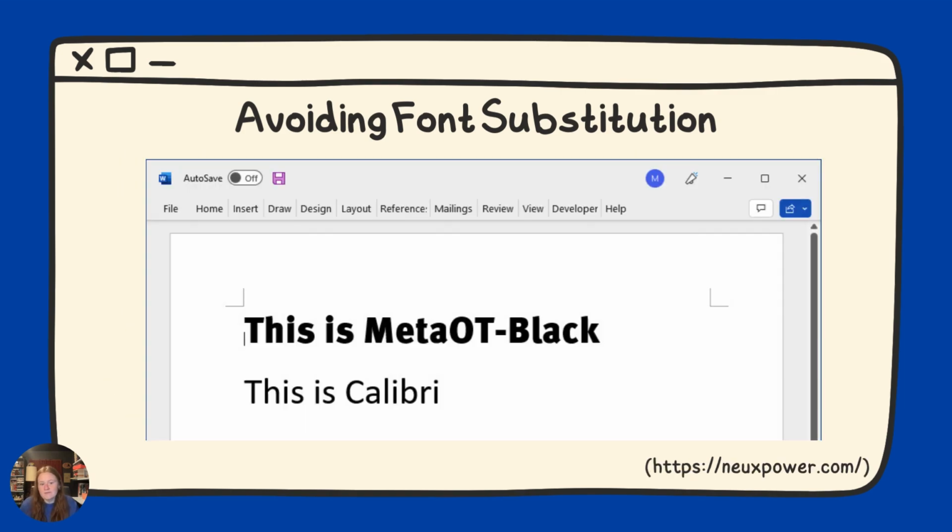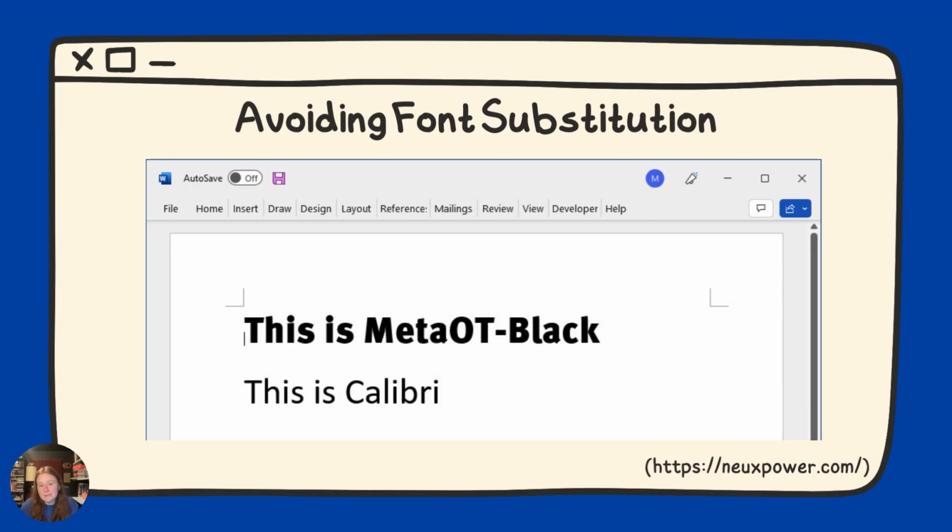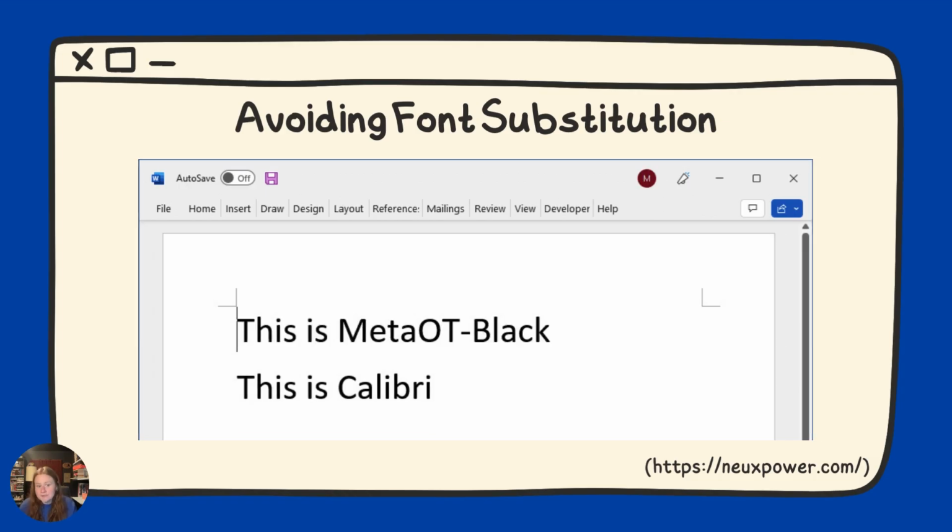I have an example of when this issue comes up, one that I found online. The top line is this Meta OT Black font, and then Calibri, just because that's a common one everybody has access to, in the second line as a demonstration. If this file were opened by somebody who doesn't have this font on their computer, that's what they see. You might be meaning something really intentional with this bolder, bigger font, and that is completely lost here if that person doesn't already have it.